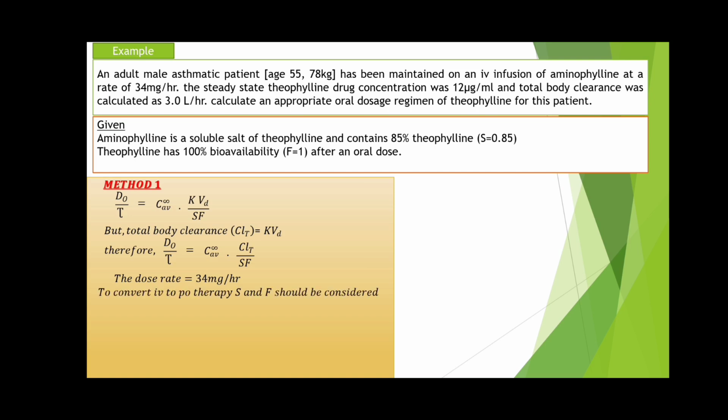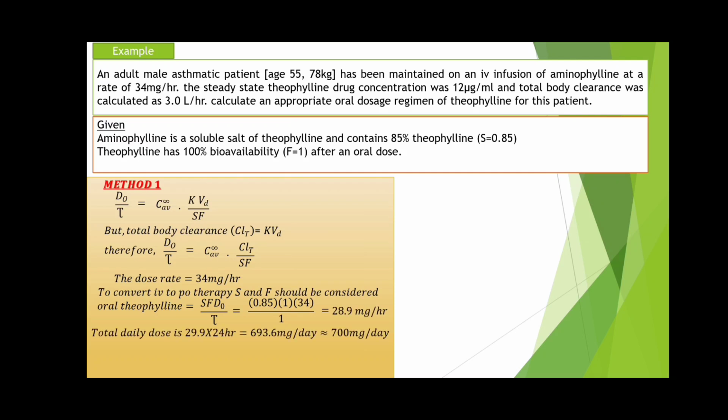To convert intravenous to oral therapy, the S, that is the salt form, and the bioavailability should be considered. Therefore oral theophylline, or you can say the average steady state concentration of the theophylline, is equal to SF D naught by tau. Next, we know the value of S, that is the salt form, which is 0.85. F is the bioavailability, that is 1. D naught by tau is the dosing rate, and that is 34 mg per hour. So we will get the value 28.9 mg per hour.